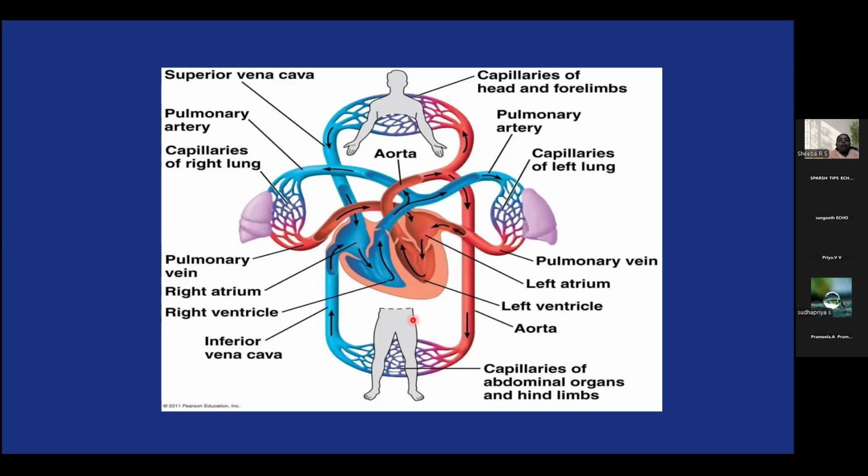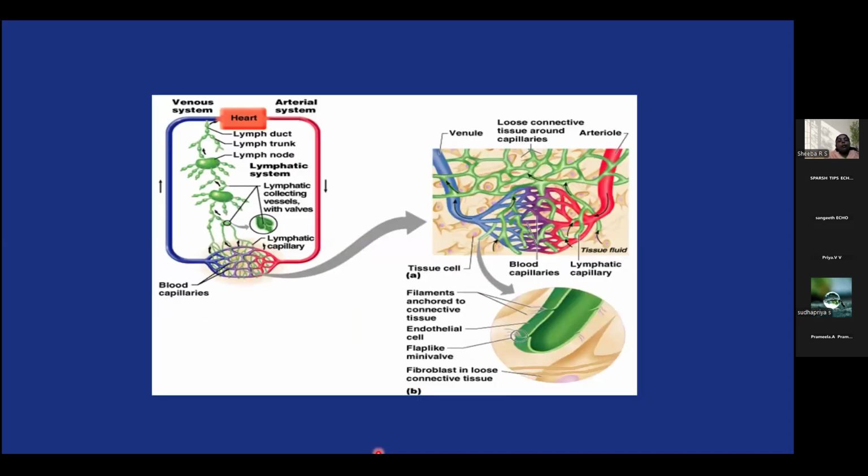From the upper part of the body, the deoxygenated blood comes through the superior vena cava. It enters into the right atrium, right? From the lower part of the body, through the inferior vena cava, it goes to the right atrium and then the right ventricle. From the right ventricle, with the help of the pulmonary artery, it goes to the right and left lungs for the purification of blood, right? So there is a connection between the arterial capillaries and the venous capillaries.